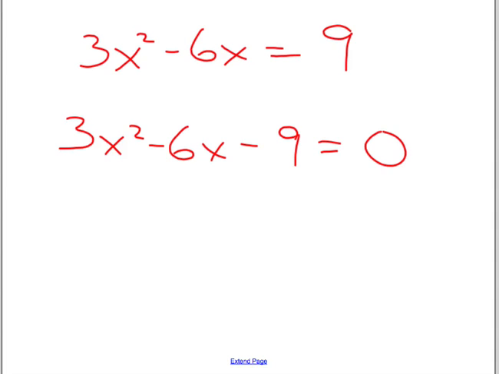Almost. We're not quite ready. Don't we have to get rid of the 3? Don't we have to divide 3 out of all of it? Very good. Good job. Factor the 3 out. x squared minus 2x minus 3.